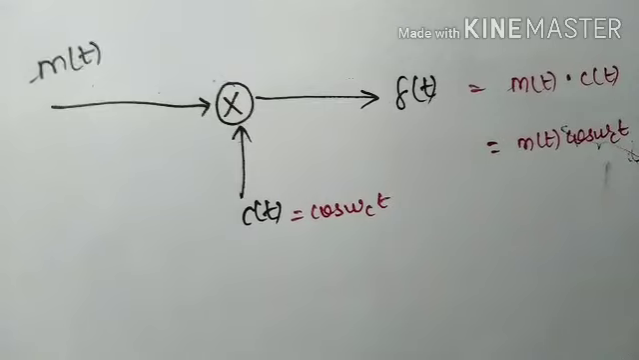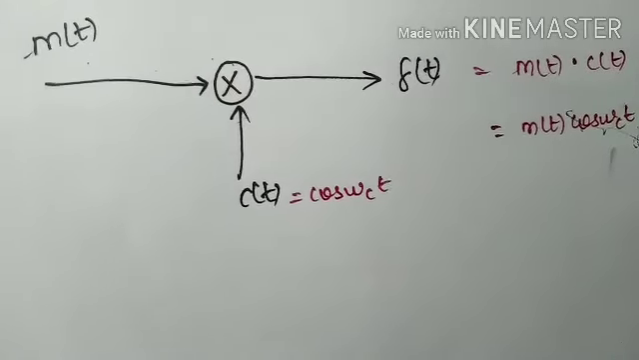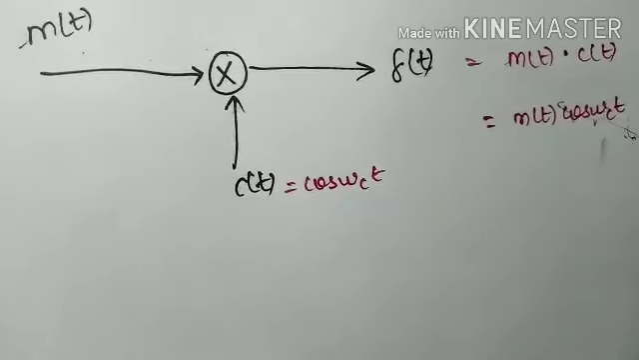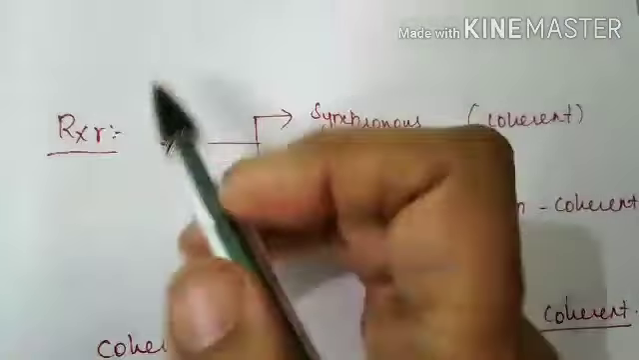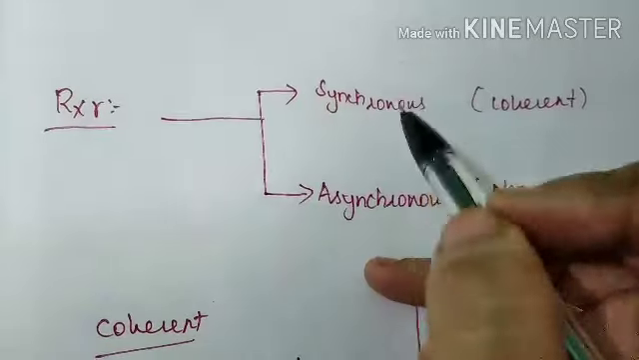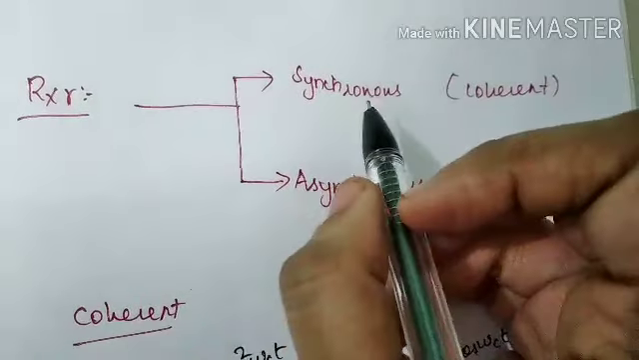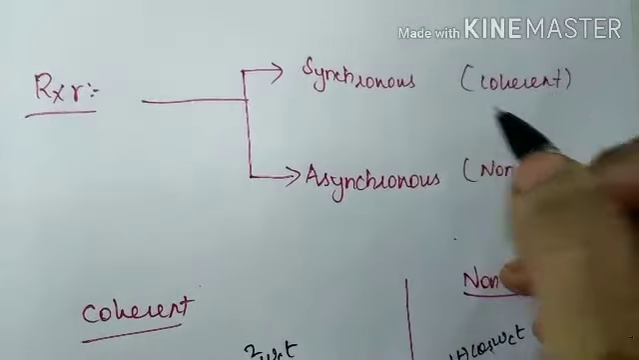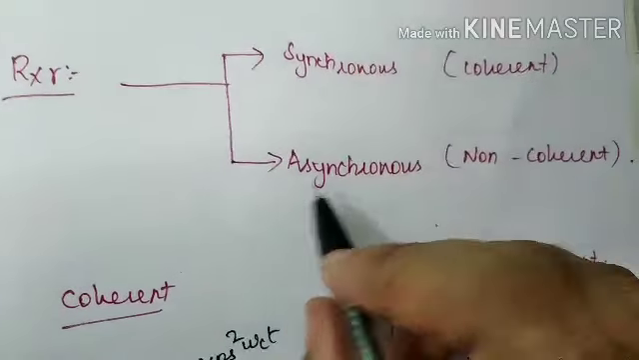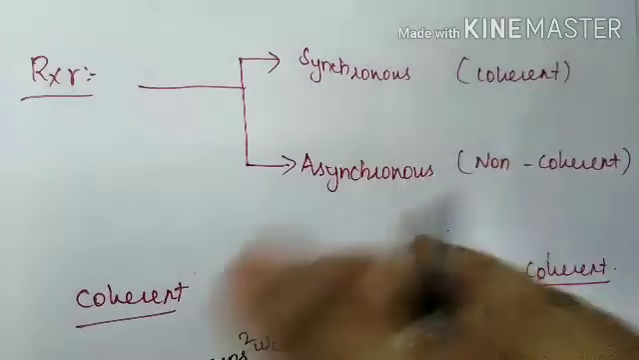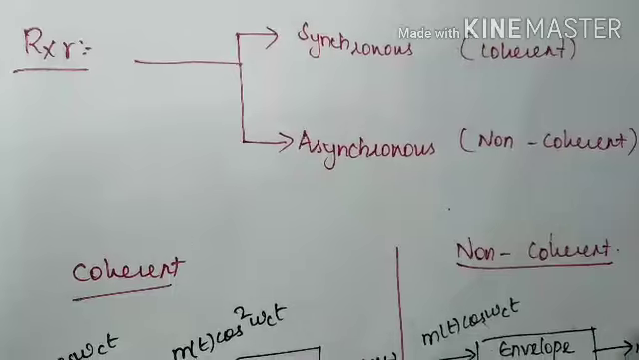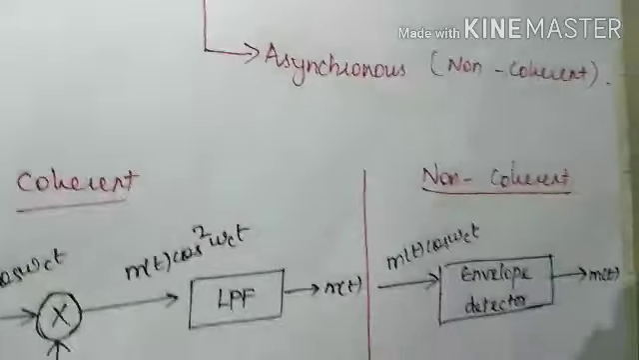This is the transmitter part. Now we will see the receiver end. In the receiver, we have two types: one is the synchronous receiver, the other is asynchronous. Synchronous means a coherent detector or coherent type of receiver. The asynchronous one is a non-coherent detector. This is the difference between coherent and non-coherent.